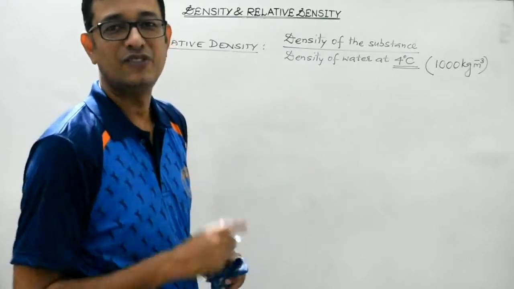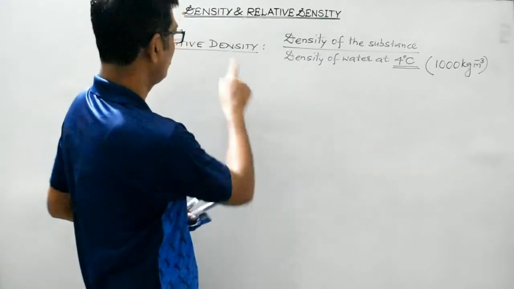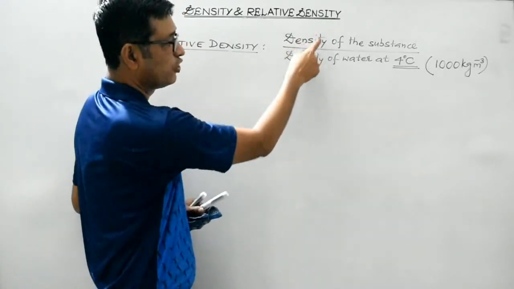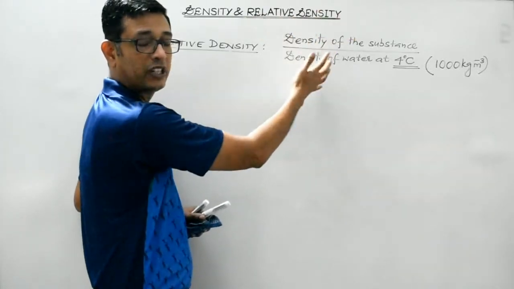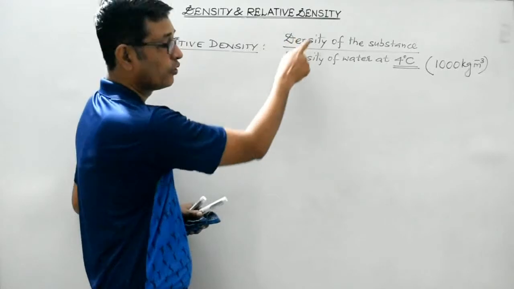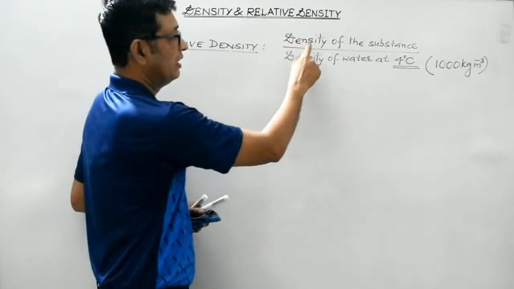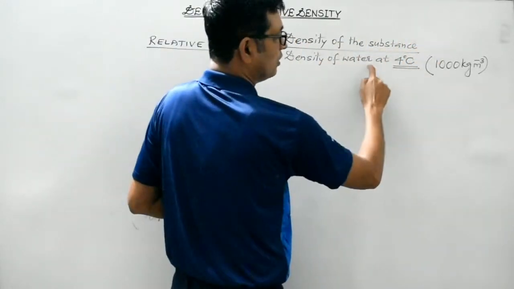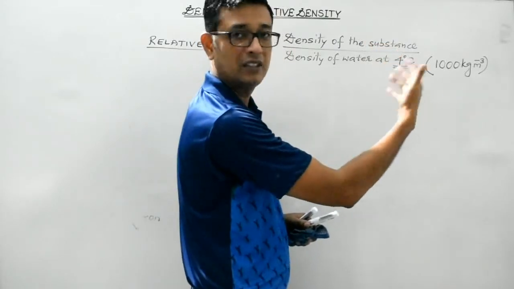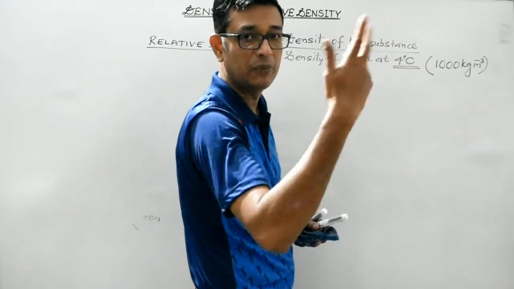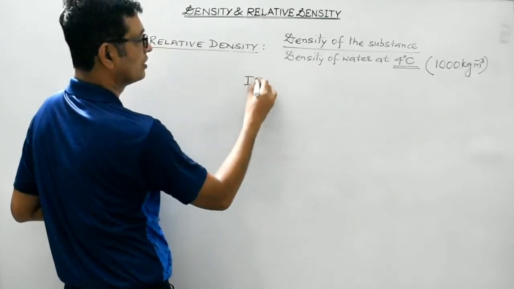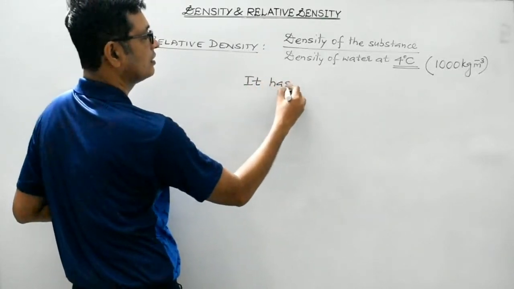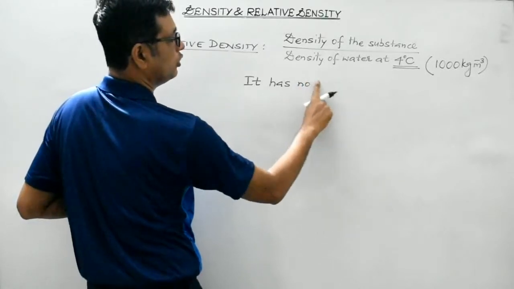That is relative density. And as you can check, students, relative density is the ratio of two similar physical quantities. In the numerator it's density, in the denominator also it's density. So it is the ratio of two similar physical quantities. Its unit is kg per meter cube. The unit of the denominator part is also kg per meter cube. So they both will get cancelled out. So as a result, it has got no units. Relative density has no units.